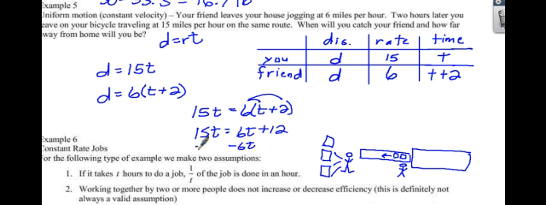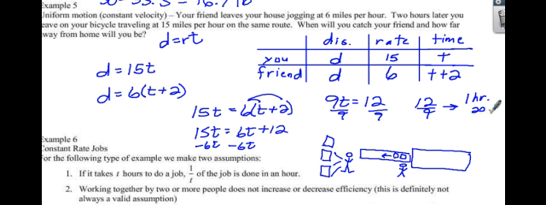Subtract 6t from both sides. I get 9t equals 12. And then if I divide both sides by 9, 12 divided by 9 is going to give me 1.33333. So 1 1/3 hours, and 1 1/3 hours is 1 hour and 20 minutes. Okay? So I hope you enjoyed that. And better get on your bike and go catch that guy, because he's got a head start on you.